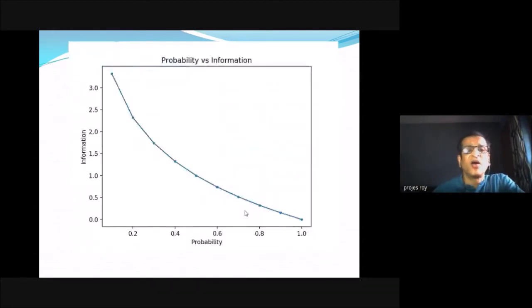So here is the occurrence of probability versus information. When information is high, then probability is less. And when probability is high, then the chances of occurrence of information are less. So this is the way the whole algorithm of information theory works.